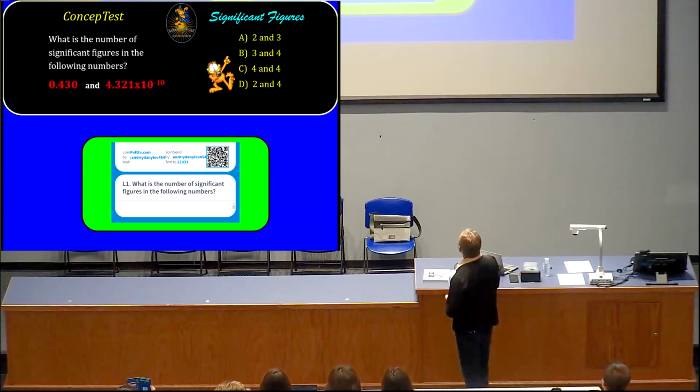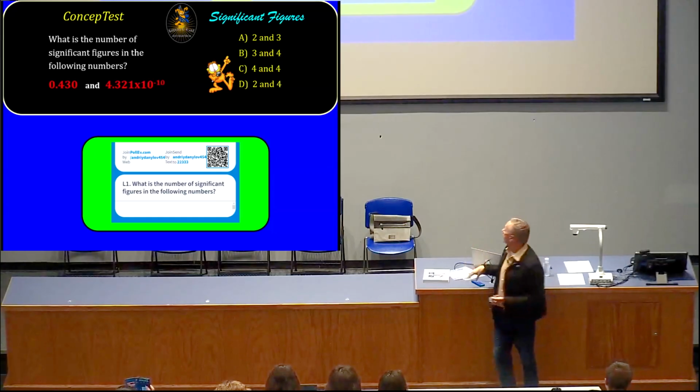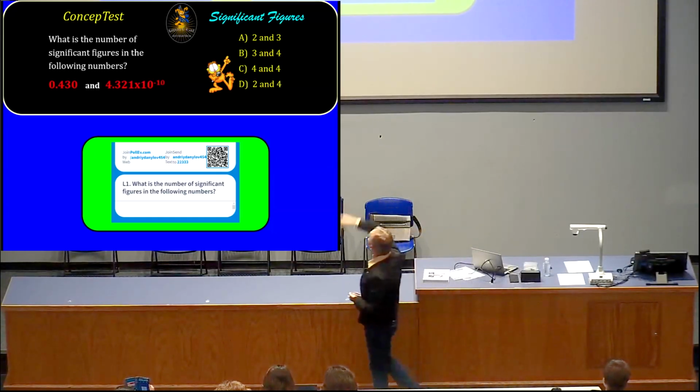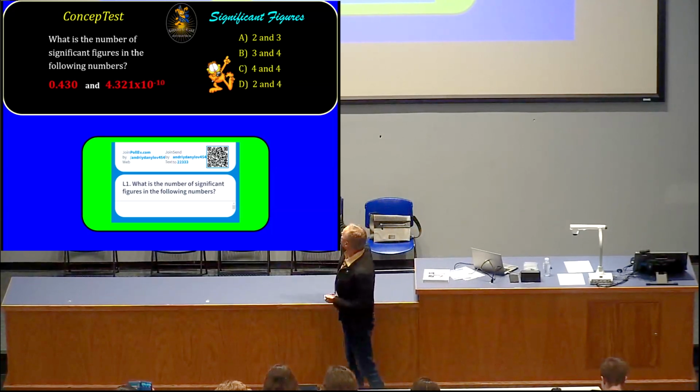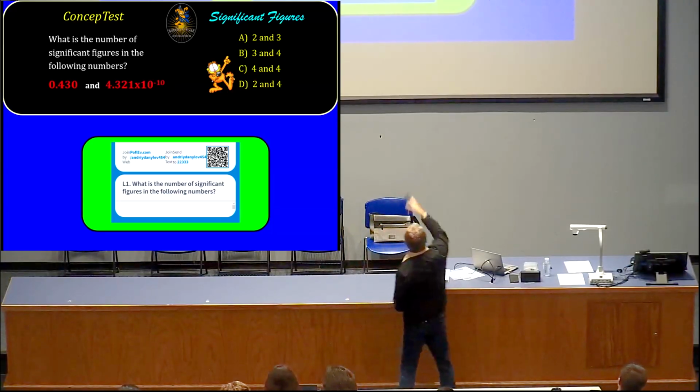So the first question: first of all, can you see this question in your Poll Everywhere? Yeah, it's available, so it's activated. We have 2 numbers. You see this and that. You need to tell how many sig figs we have here and how many sig figs we have in the second number. And you see the options.